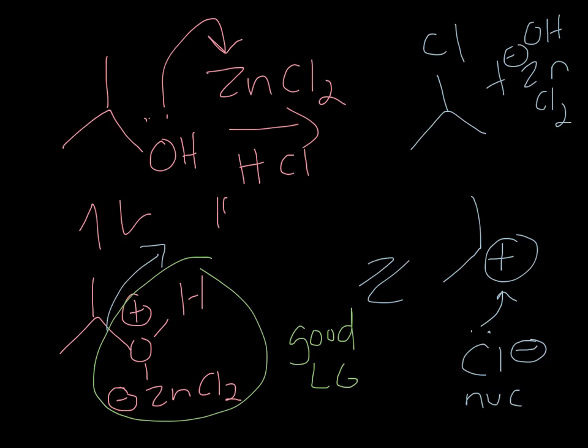In this case, a primary system will go SN2, again to avoid that primary carbocation. Secondary and tertiary will go SN1. This zinc oxide looks kind of funny, so the zinc is attached to the oxygen and also attached to the two Cl2s.